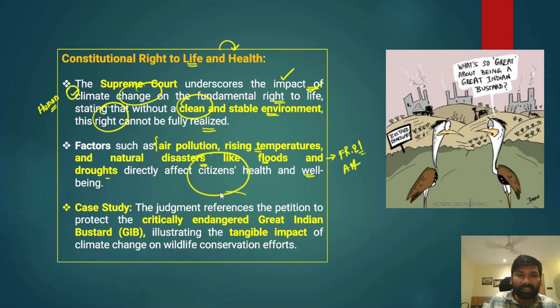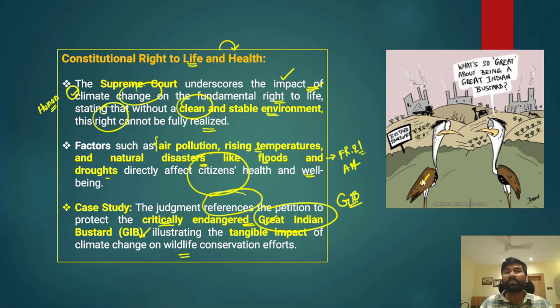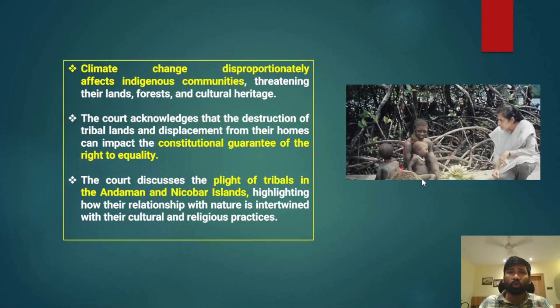Okay, so the judgment has made references to the petition to protect the critically endangered Great Indian Bustard. We have several times discussed the Great Indian Bustard. The Great Indian Bustard has been facing the tangible impact of climate change. So climate change also has a lot of impact on wildlife conservation. This is a bird which is facing the threat of extinction because of various reasons, particularly climate change. In this context, the court has also emphasized that climate change significantly affects indigenous communities and threatens their lands, forests and cultural heritage also.